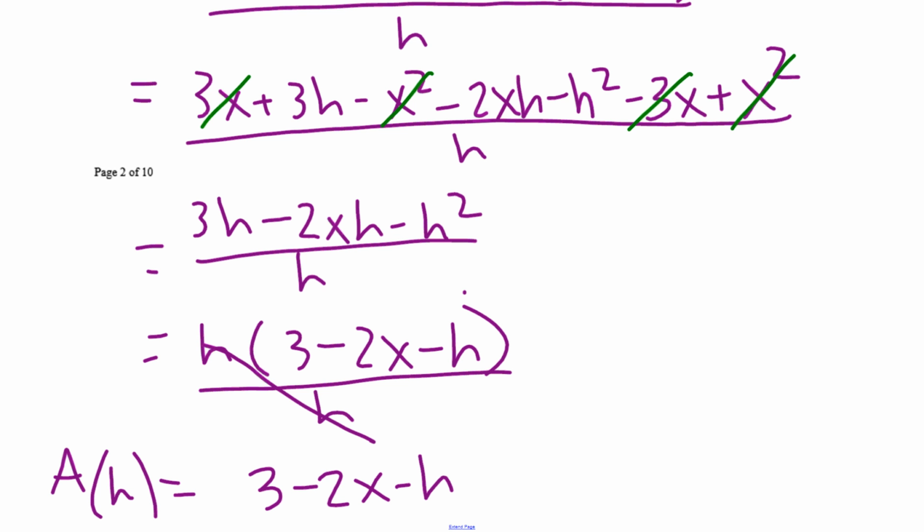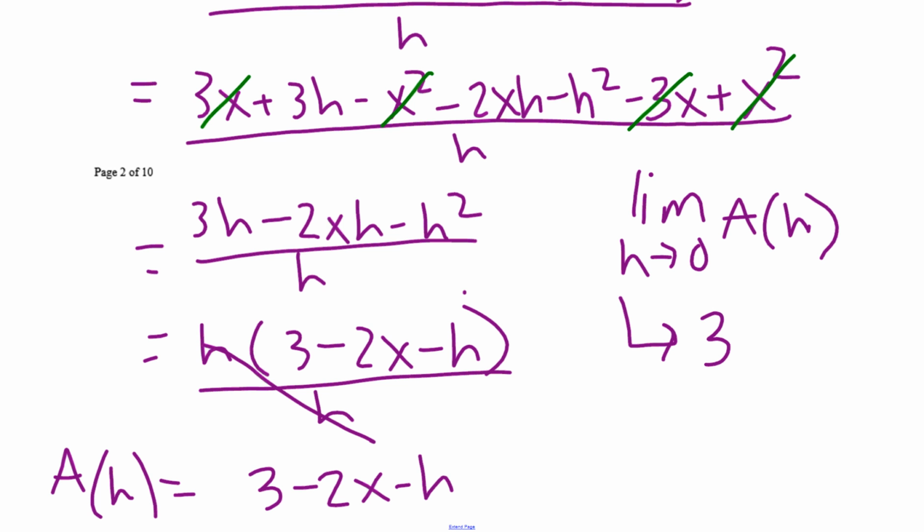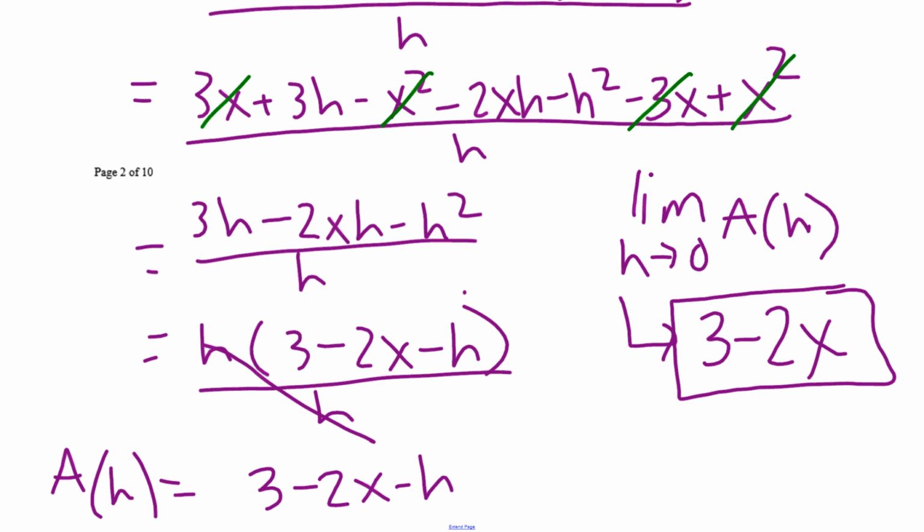Okay, and we're going to now add that little part. We're going to use a similar method as above. We're going to let h approach 0. If we do that, we get this function, 3 minus 2x. So this gives us the slope of the tangent line at any point x. We'll find faster ways to do it later, but this is really important.